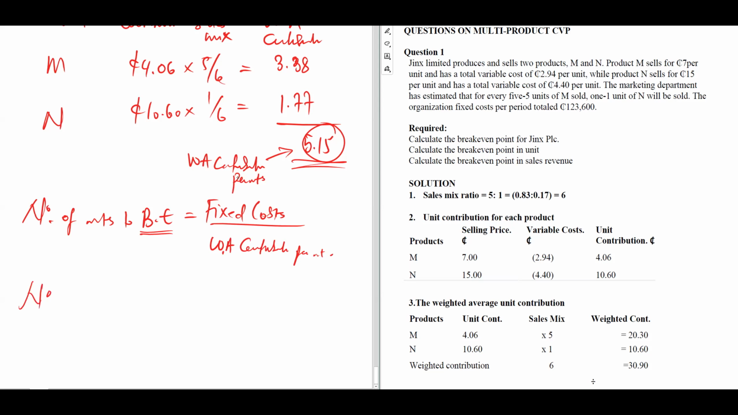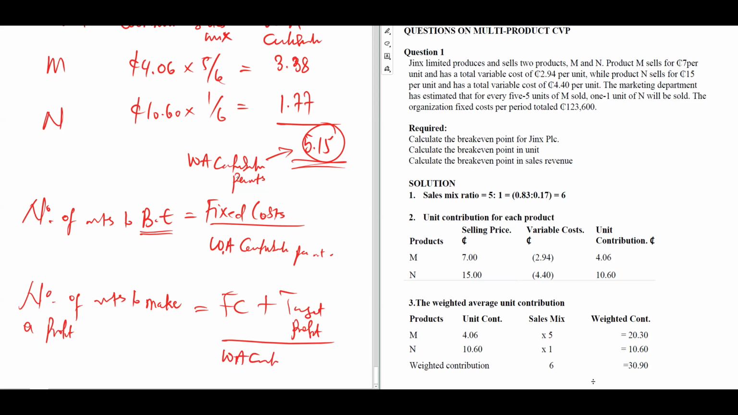If you want the number of units to make a profit, it's going to be your fixed cost plus the target profit all over the weighted average contribution, right? So all the formulas you learned are still the same, but here you end up using the weighted average contribution rather. Makes sense? That's the only difference. Does that make sense to everyone?